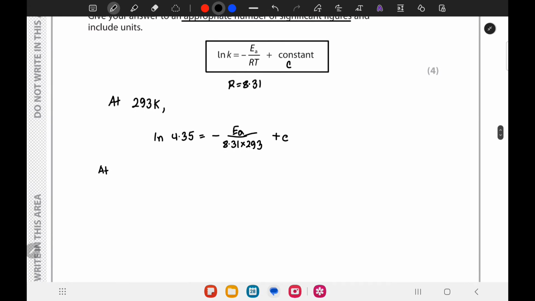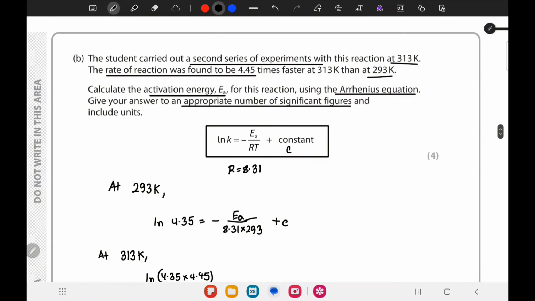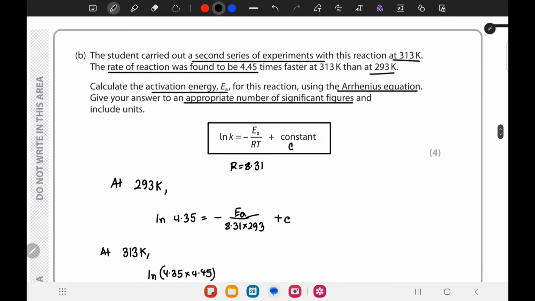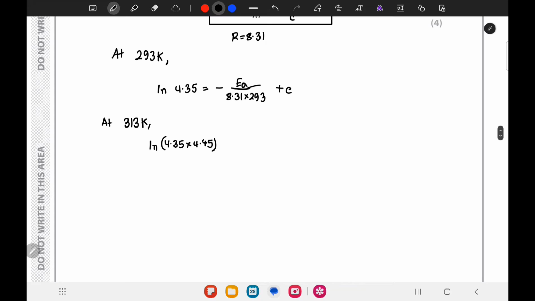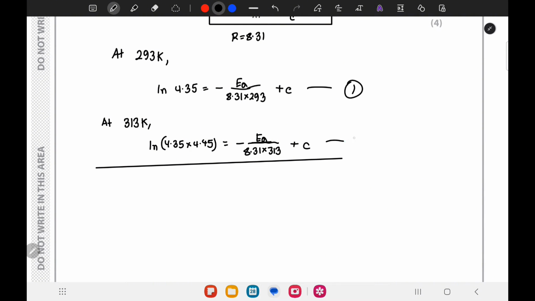And at 313 Kelvin, we have ln 4.35 multiplied by 4.45. The rate constant is 4.45 times more than that. This is equal to minus activation energy divided by 8.31 into the new temperature, which is 313, plus C. Now we have two equations. We can subtract one from the other. So we can have 1 minus 2.